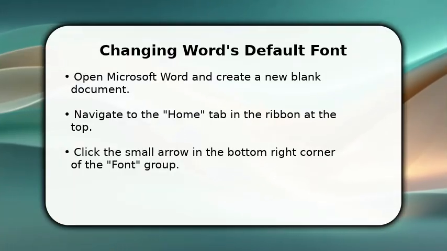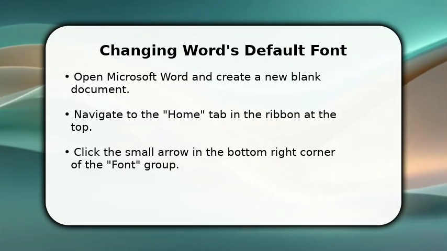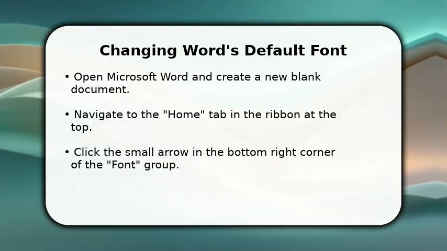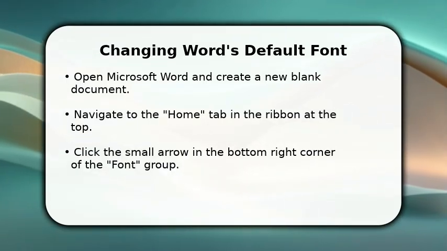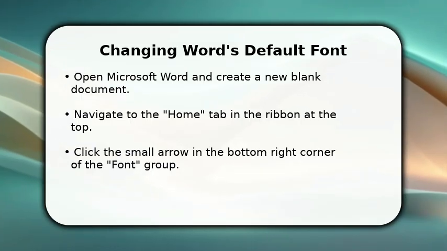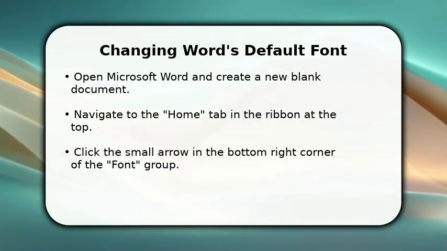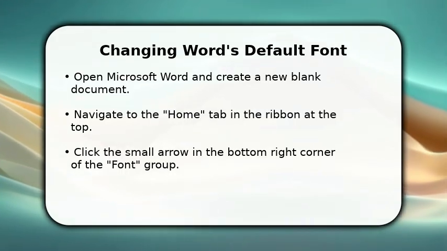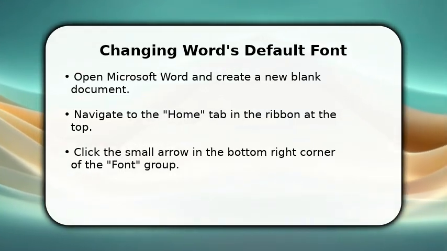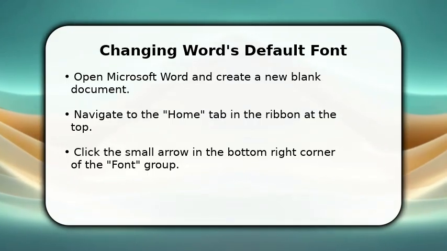In this video, I will explain how to change Word's default font. First, open Microsoft Word and start a new blank document. Then, locate the Home tab on the ribbon at the top of your screen. Look for the font group within this tab and click the tiny arrow in its bottom right corner. This action will open the font dialog box, which is our next step.